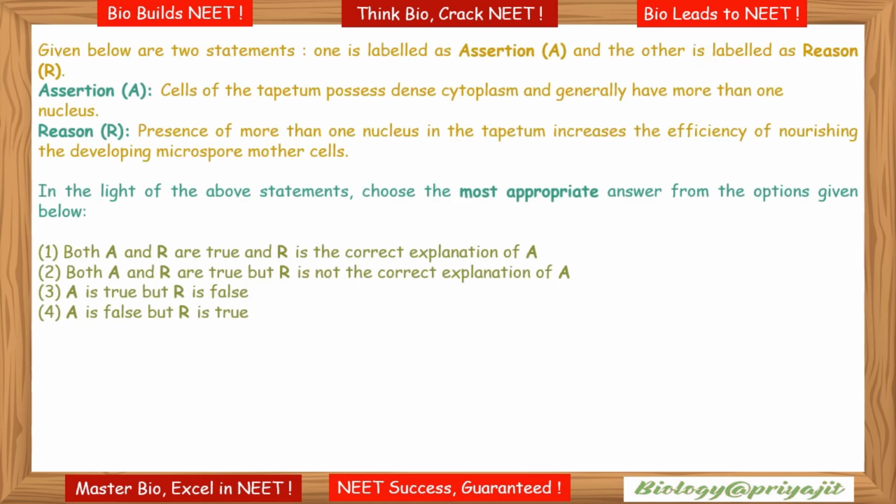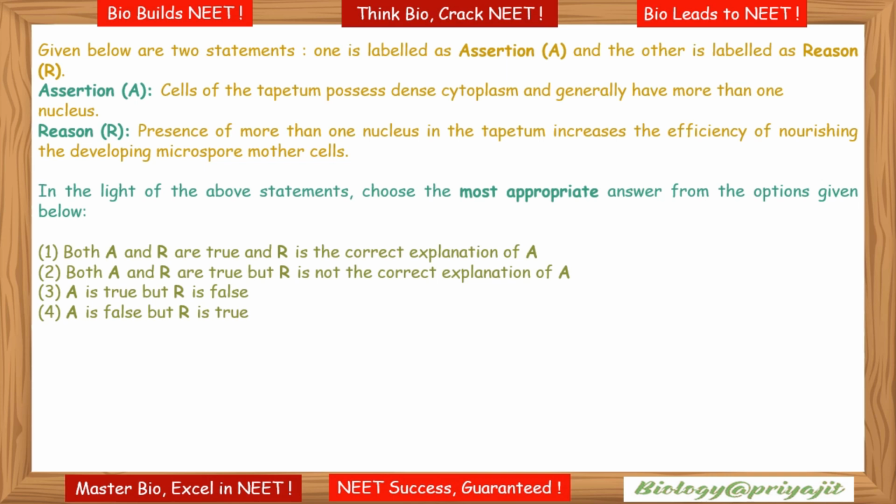Next, given below are two statements. One is labeled as assertion and the other one is labeled as reason. Assertion: the cells of the tapetum possess dense cytoplasm and generally have more than one nucleus. Reason: presence of more than one nucleus in the tapetum increases the efficiency of nourishing the developing microspore mother cell. In the light of above statements, choose the most appropriate answer from the options given below.